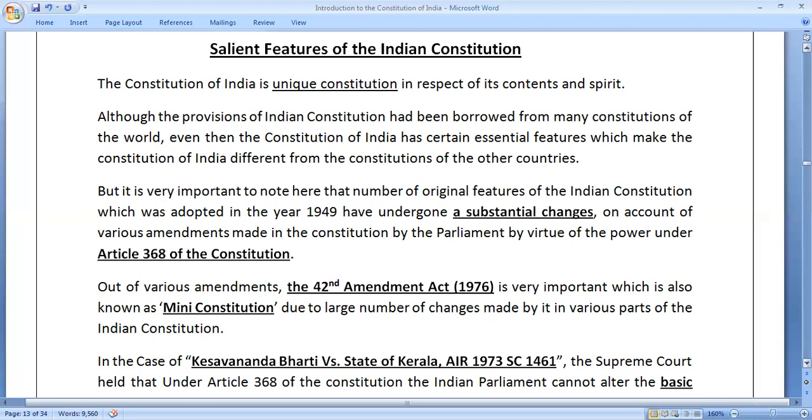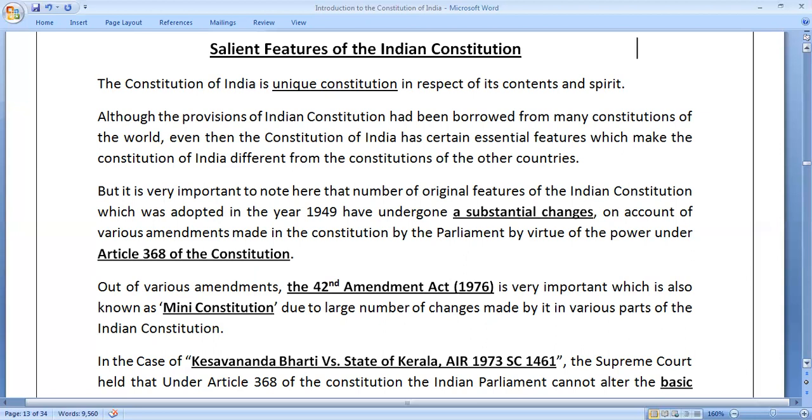But it is also important to note that a number of original features of the Indian Constitution, which was adopted in the year 1949 when it was enacted, have undergone substantial changes because of various amendments made by the Parliament by virtue of the power contained in Article 368 of the Indian Constitution. Article 368 deals with the amendment of the Constitution.